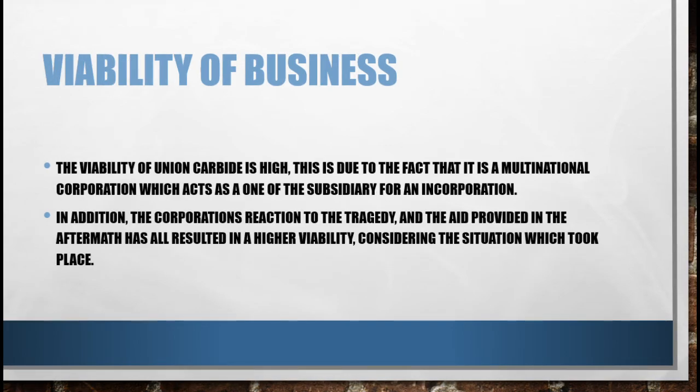The viability of Union Carbide is relatively high. This is due to the fact it is only a multinational corporation which acts as a subsidiary for an incorporation. In addition, the corporation's reaction to the previous tragedies and the aid provided in the aftermath have all resulted in a higher viability considering the situations which took place. Furthermore, the fact that Dow Incorporation purchased the company in 2001 shows that the company is not only viable, but it is also marketable.